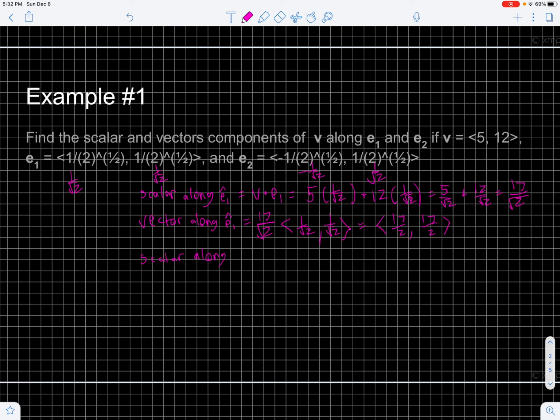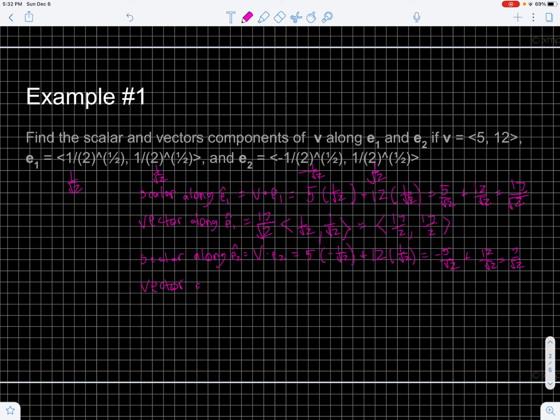So our scalar along E2 hat is going to be v dot E2, which is 5 times negative 1 over the square root of 2. Just multiply the x components, plus 12 times, multiply the y components, 1 over the square root of 2, which equals negative 5 over the square root of 2, plus 12 over the square root of 2, which gives us 7 over the square root of 2.